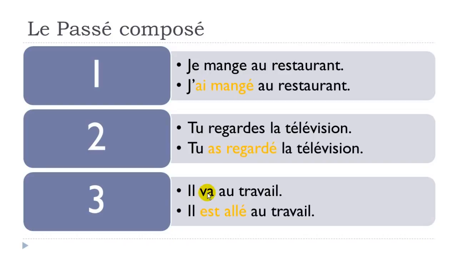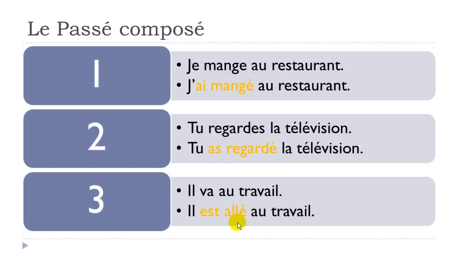Okay, and so we will see that for a few verbs, we will have to change a little bit the way to construct the passé composé, because here you can see that in the past tense sentence, we don't use avoir, as we did previously, like with manger, j'ai, tu as, with regarder, okay? But we will use être, okay? Il est, and then you can see here, aller, so participe passé, au travail, at work. Il est allé au travail, okay?